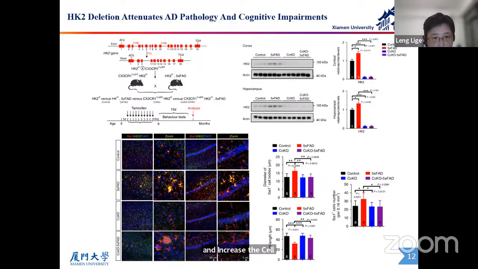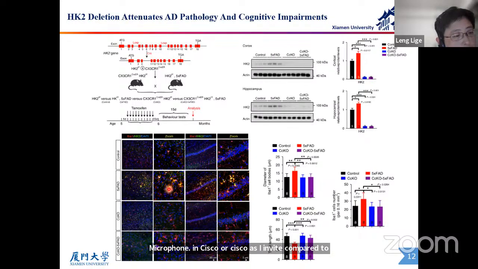Meanwhile, the ameboid morphology of the microglia returned to the ramified morphology in cKO FAD mice compared to FAD mice. We analyzed the morphology of the plaque-associated microglia and found that it was also significantly altered.